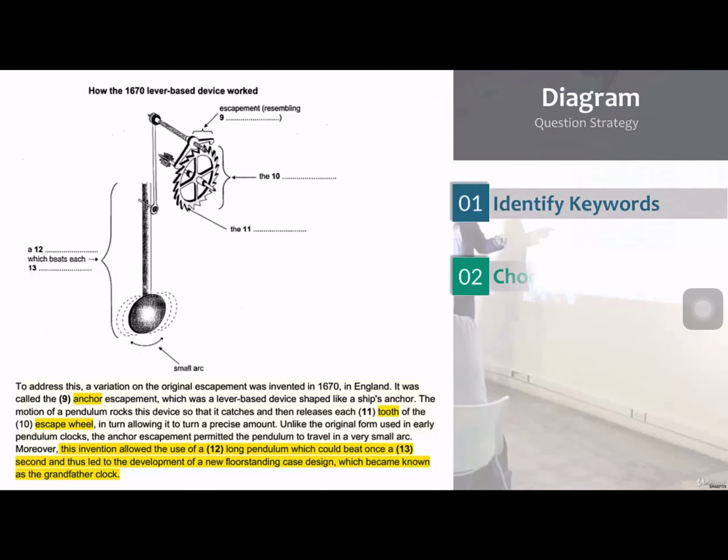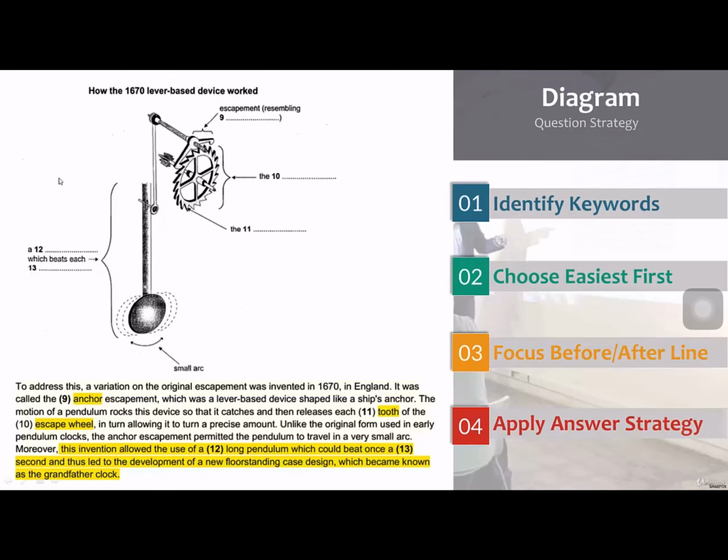Now in this diagram, we're looking at another diagram. And when I have a diagram and it has a title, like how the 1670 lever-based device worked, I'm going to find that very easily because of the date. Very easily because of the date. And then it's just a matter of filling in what's on the blank line. So it says it was called the anchor escapement, right? Or number 9 would be escapement anchor.